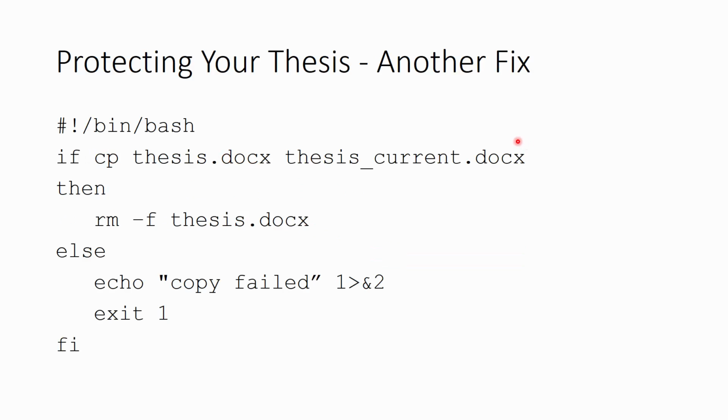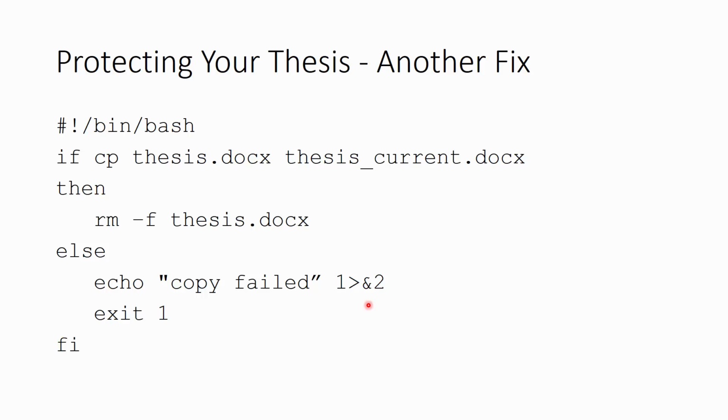Another way, this one is going to use the if statements that we've talked about. So I'm going to say if, and then I have a command. And this command is copy thesis from my old thesis location to my new thesis location. And if that returns 0, meaning it succeeded, then go ahead and remove. If it returned non-zero, then we get this else command, and it'll say echo copy failed, and then exit the whole thing with a value of 1.